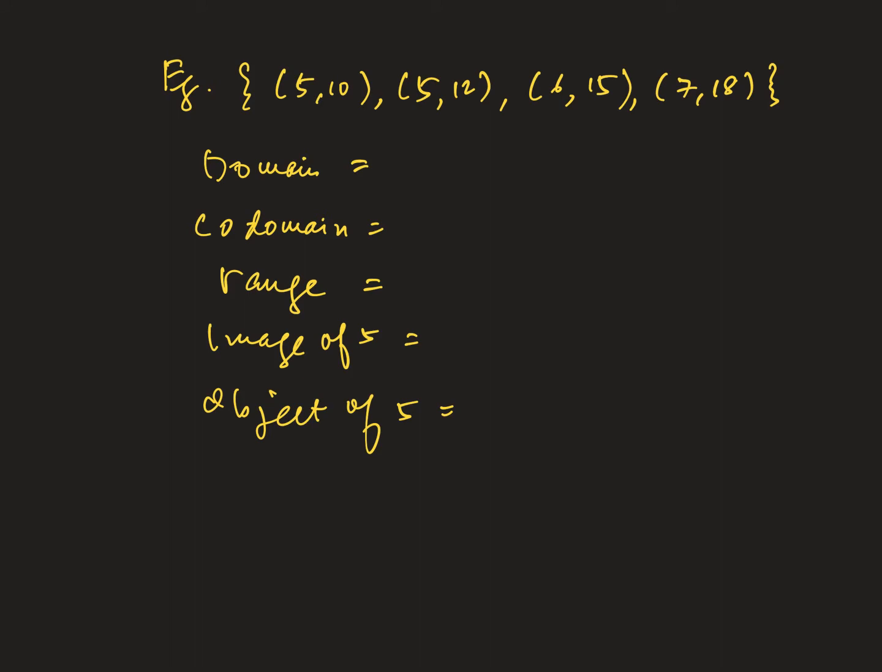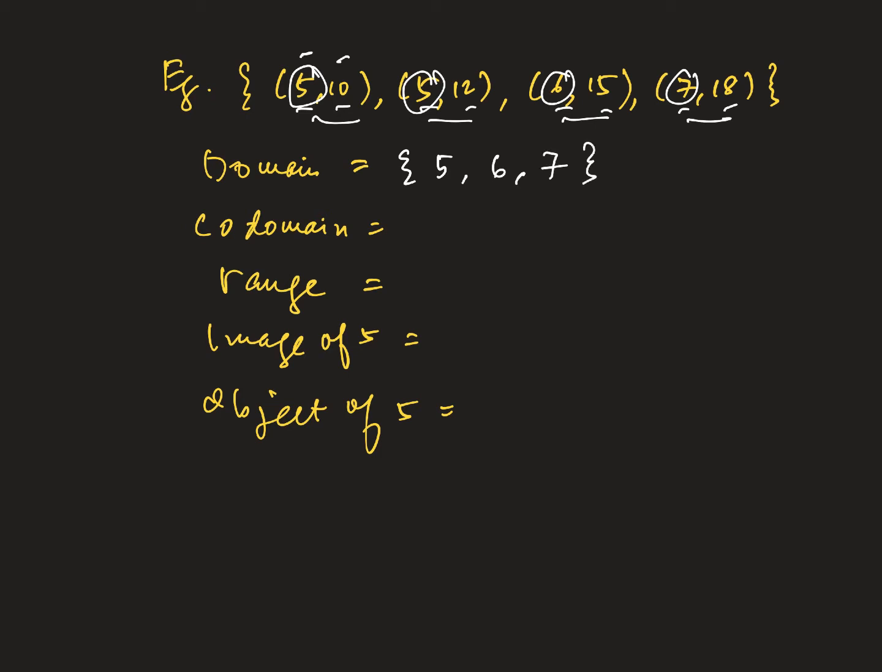Now let's look at this example. We have 4 ordered pairs here to indicate the relation between the object and the image. Right, so let's see what the domain is. The domain here is the first member of the ordered pairs, which is 5, 5, 6, 7. But in a domain, we do not repeat 5. So we only have 5, 6, and 7 as the domain.